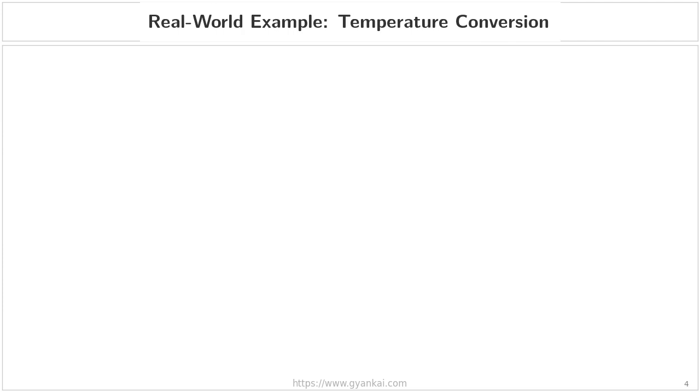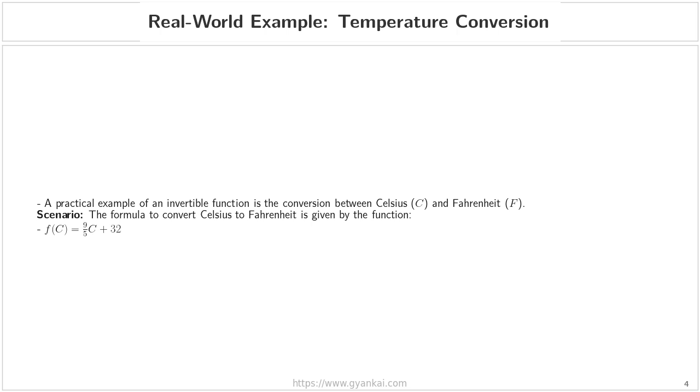Real-world example, temperature conversion. Now that we have covered the theoretical framework and the step-by-step procedure for finding an inverse, let us apply these concepts to a practical, real-world scenario: the conversion between Celsius and Fahrenheit. In this scenario, we are given a function that converts Celsius to Fahrenheit. This is expressed as f of c equals 9/5 c plus 32.